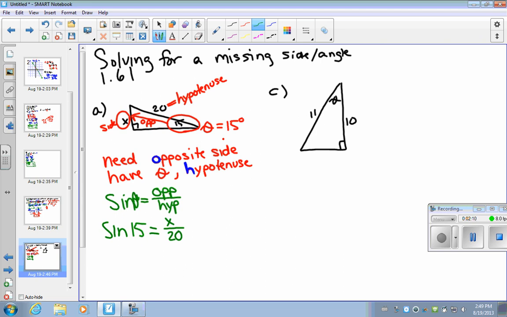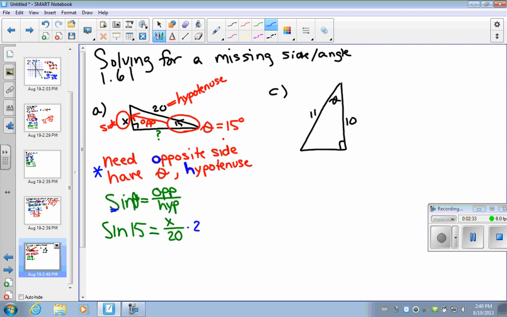Now I could not have used cosine because then I would have two unknowns. Then I'd have to use the Pythagorean theorem and it would be just way too much work. So this is the easiest bet. So I determined that by seeing what I have and need, and that's how I determined it was going to be sine. And now it's just a matter of solving.